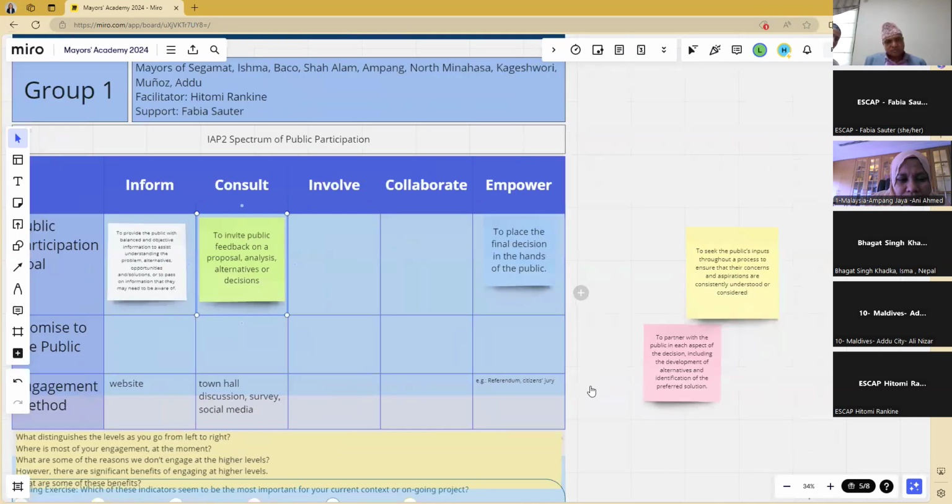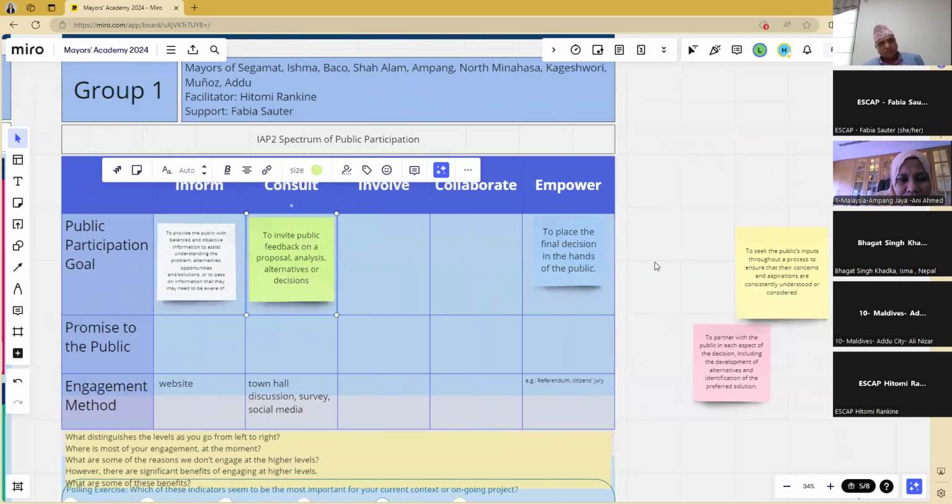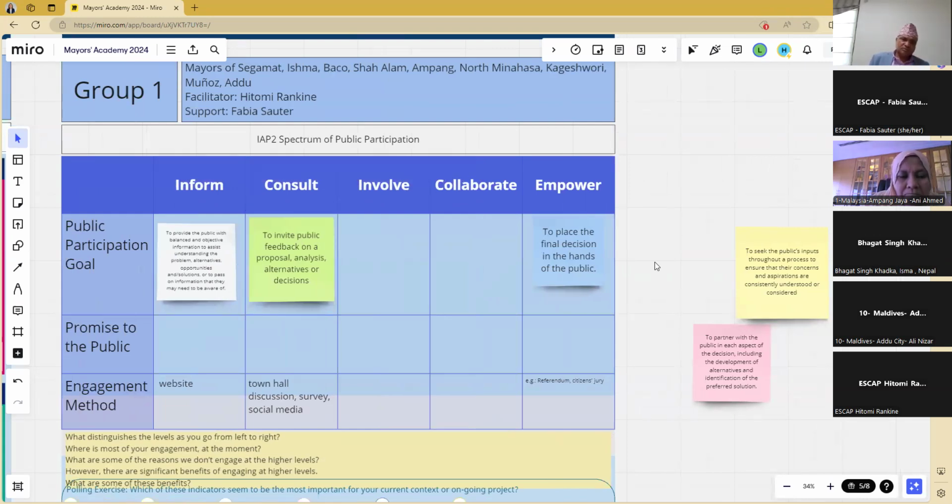So we have a proposal that inviting public feedback on a proposal, analysis, alternatives, or decision is about consultation, and yes, indeed it is, because it's about two-way communication, okay? Now, the thing about two-way communication is that when your public takes time to attend your town hall, to answer your survey, or participate in your social media, they expect some degree of accountability for what you are doing with the feedback that they give, okay? So that's when the accountability starts creeping in, right? And that creates new demands for resources, for communications, etc. Okay. So let me move to the next one.